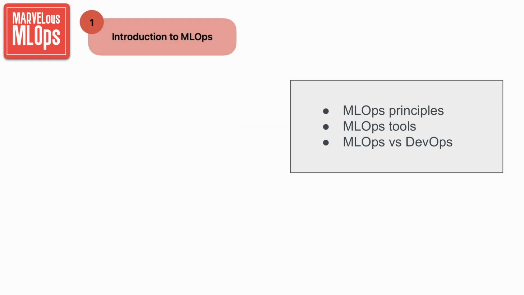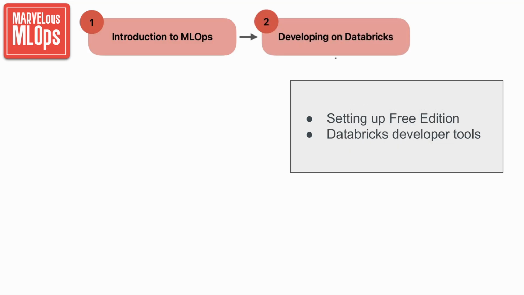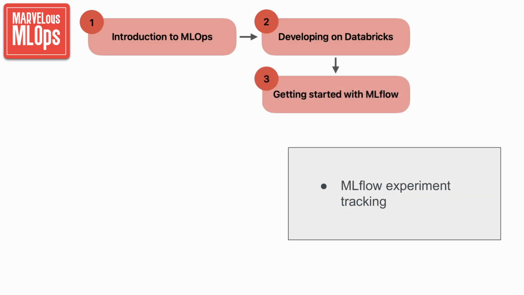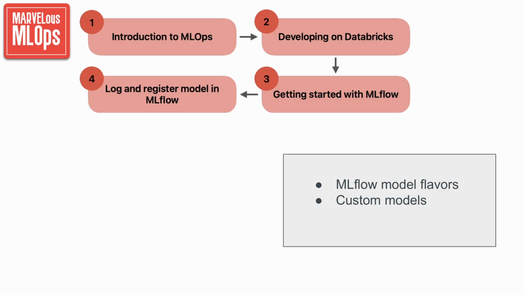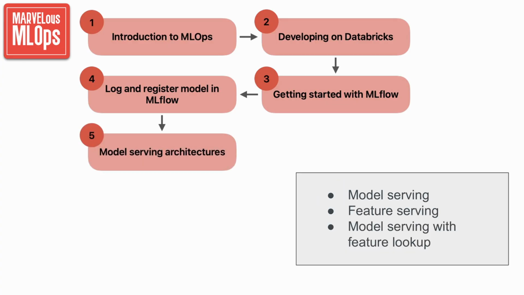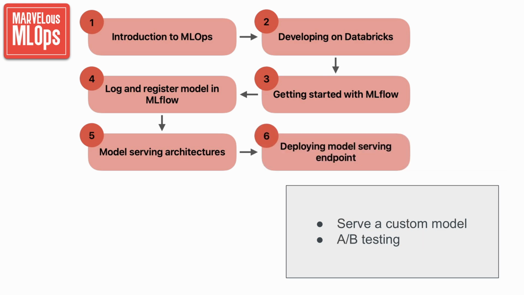In Lecture 1, we will talk about MLOps principles and tooling. Then, we'll set up a Databricks Free Edition and show how you can utilize Databricks developer tools. In Lecture 3, we will get started with MLflow and deep dive into MLflow experiment tracking. After that, we will log and register a model. In Lecture 5, we will discuss different model serving architectures and when you should use them. In Lecture 6, we will deploy a model we registered earlier behind the model serving endpoint. We'll also discuss how A/B testing differs from traditional traffic split.